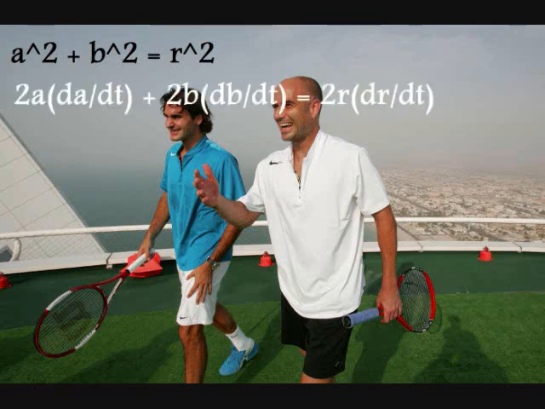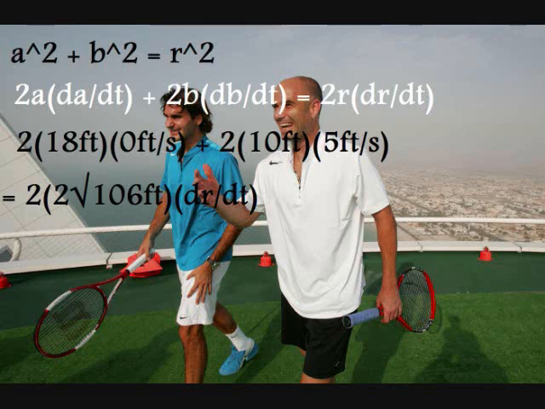When you differentiate this equation with respect to t, you get 2a times dA over dt, which is the change in a, plus 2b times dB over dt, which is the change in b, is equal to 2r times dr over dt, or the change in r, which is what we're trying to find.